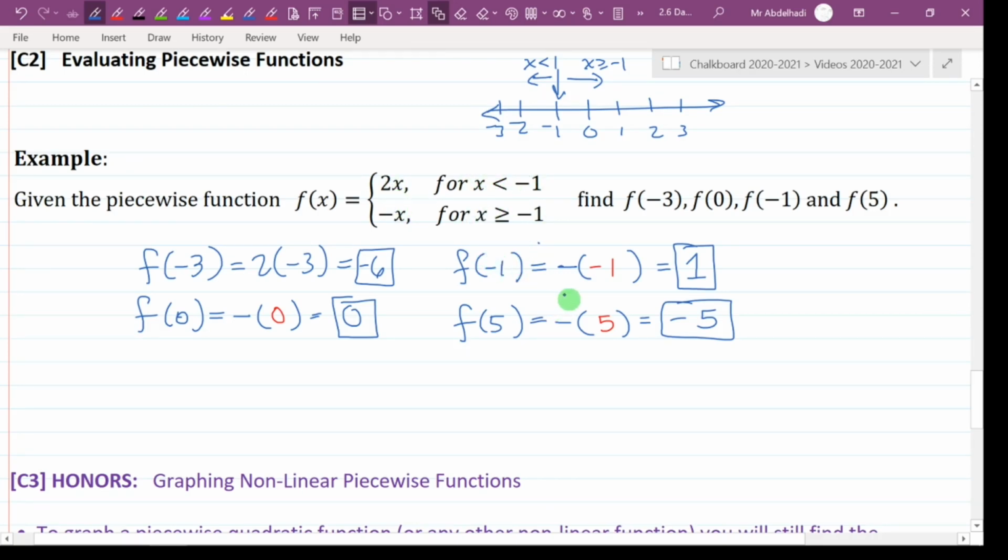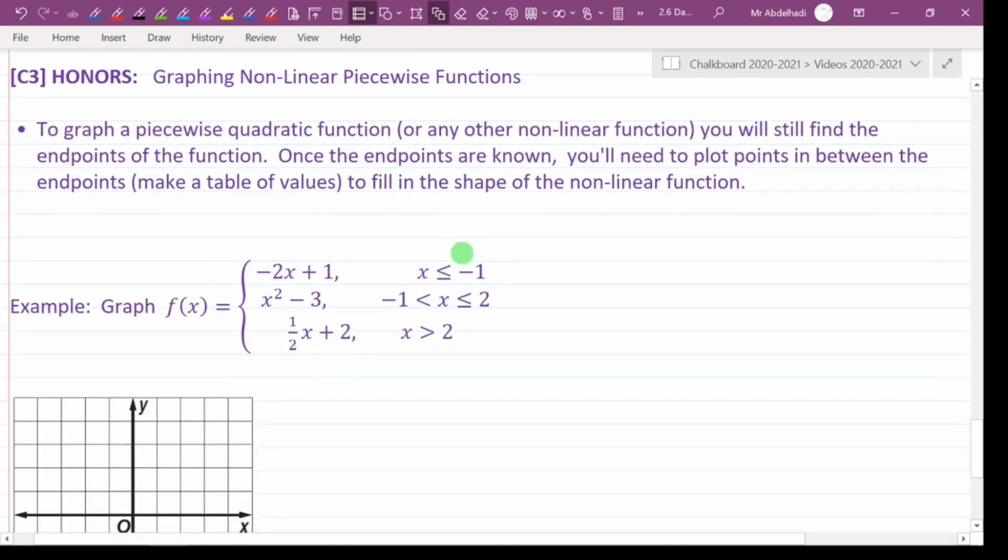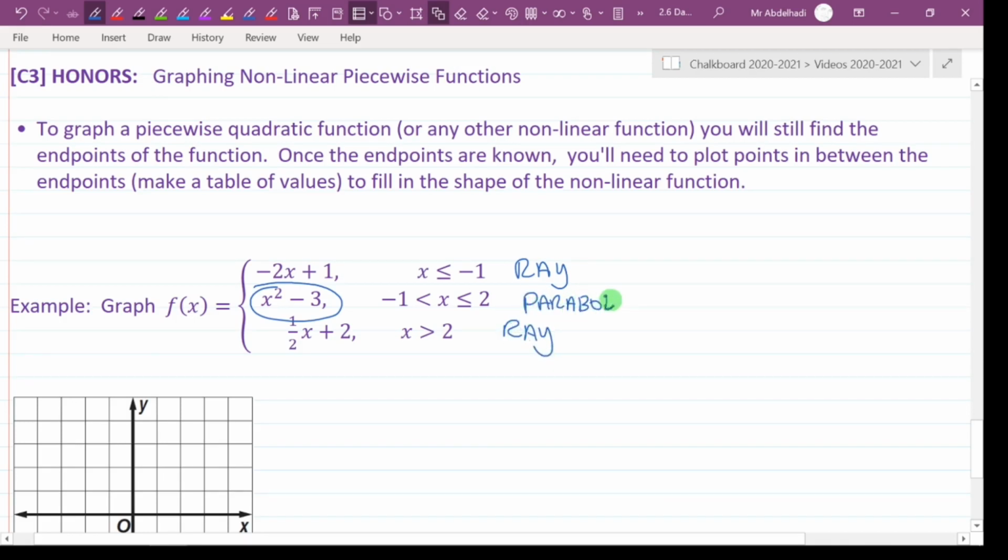Okay, if you're in a non-honors class, meaning academic class, you're done, or you can stick around for this next part. This next part is for the honors class. Graphing nonlinear piecewise functions. We're going to do a little something here with a parabola in the middle. It's exactly the same idea, but you'll notice the middle function here has a squared in it. So this is going to be a ray, this is going to be a ray, but this is going to be a parabola. And how do you handle a parabola? So let's get into that.